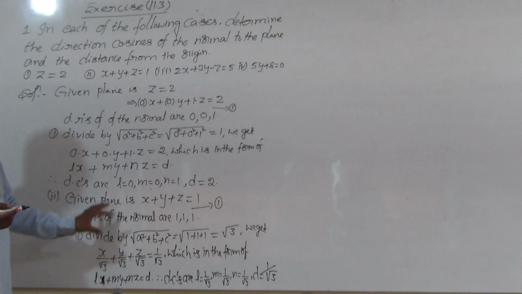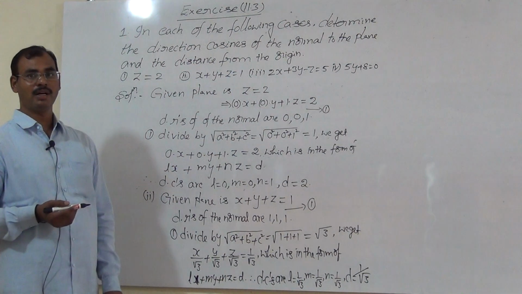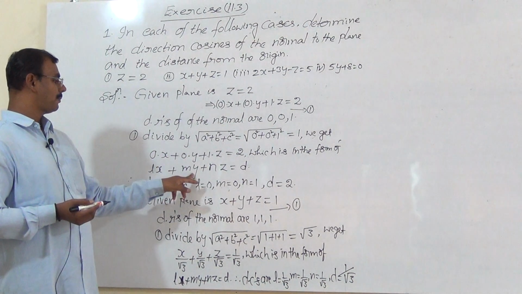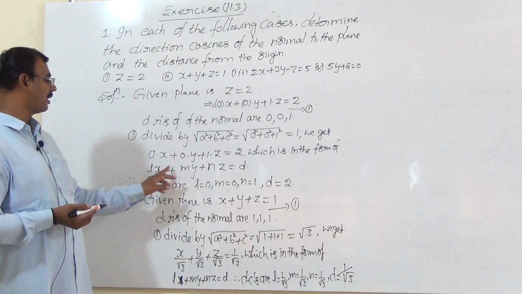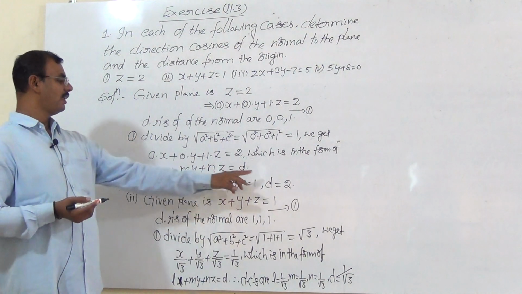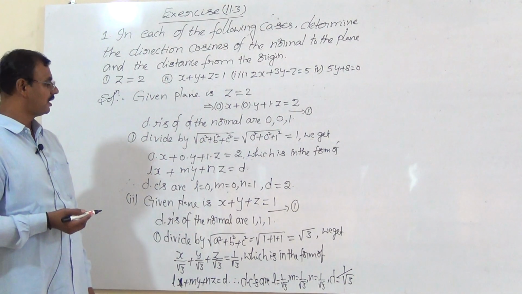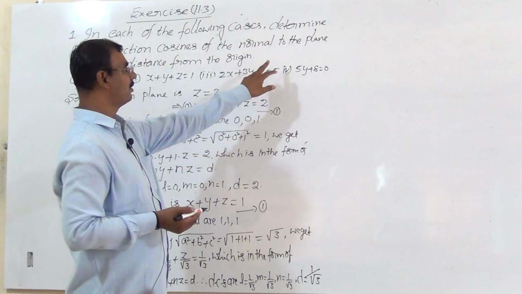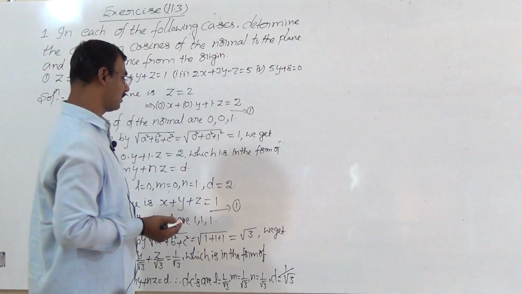This is the procedure. If any general form is given, we should always bring it into the normal form. What is the normal form of a plane equation? lx plus my plus nz is equal to d. l, m, n are called direction cosines. d is the perpendicular distance of the plane from the origin. The same procedure is applicable in question number 3 and question number 4. You try and also show me the answers.